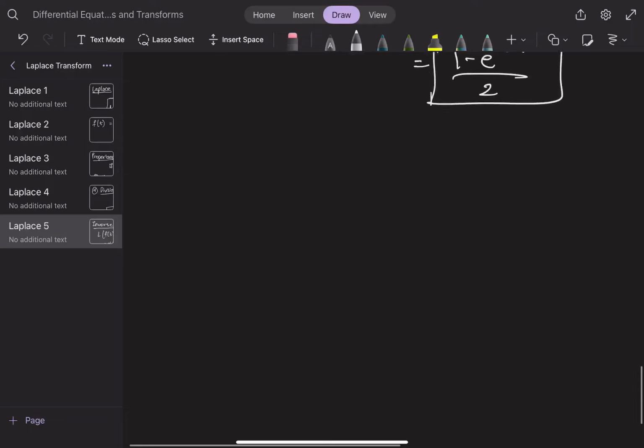Now let's look at the next property. This is Laplace inverse of derivatives.